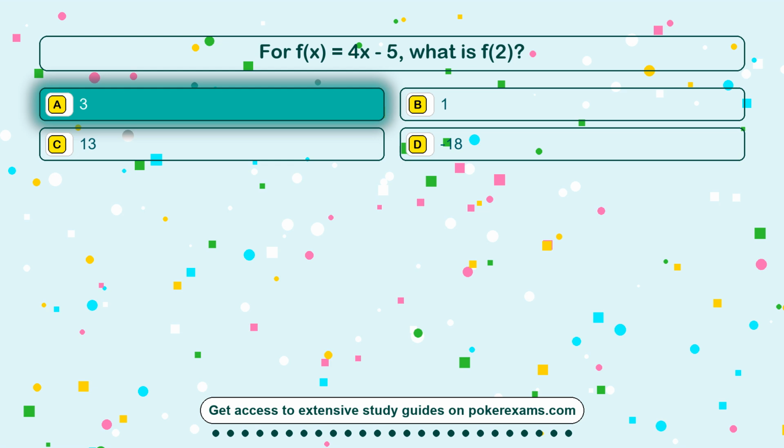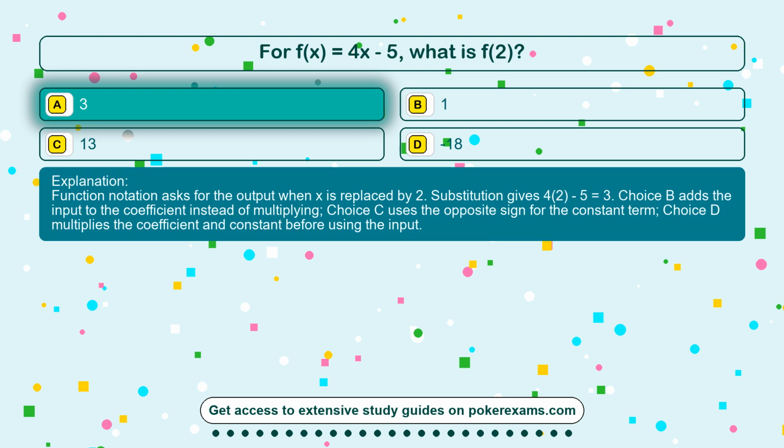The correct answer is option A, 3. Function notation asks for the output when x is replaced by 2. Substitution gives 4(2) - 5 equals 3. Choice B adds the input to the coefficient instead of multiplying, choice C uses the opposite sign for the constant term, choice D multiplies the coefficient and constant before using the input.